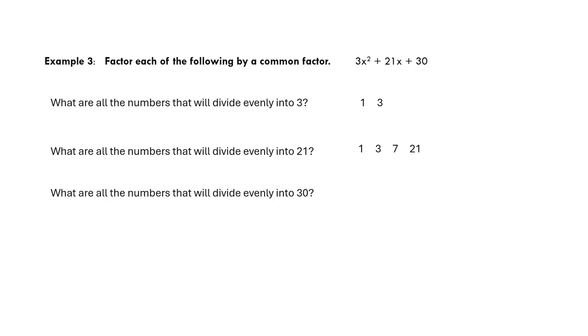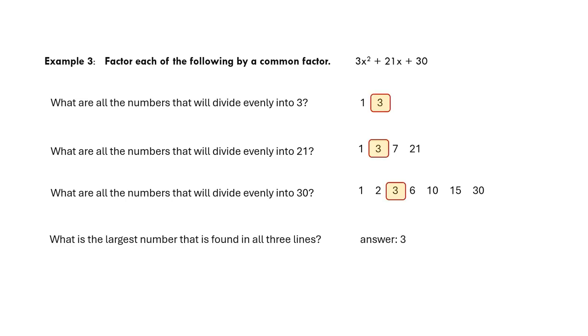What are all the numbers that will divide evenly into 30? They are 1, 2, 3, 6, 10, 15, and 30. Now, what is the largest number that is found in all of these lists? In this case, it's 3. So our greatest common factor is 3.